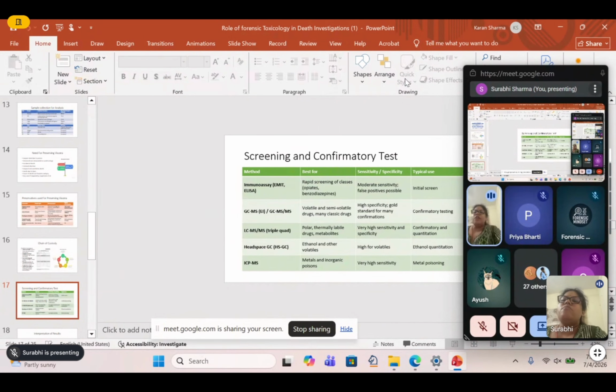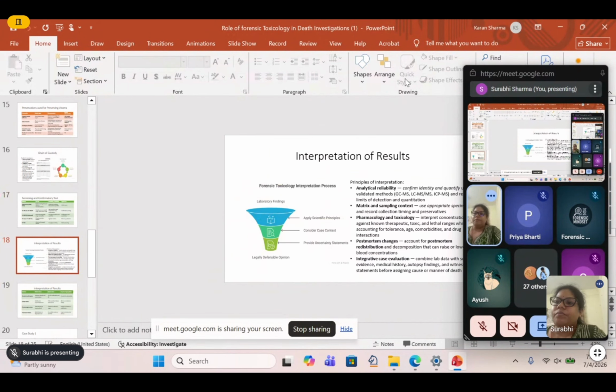In which we can use metals and inorganic poison, heavy metals and inorganic poison. It has very high sensitivity and it is used for metal poisoning test. Then interpretation of tests. Why do we need to interpret, or what are the principles?